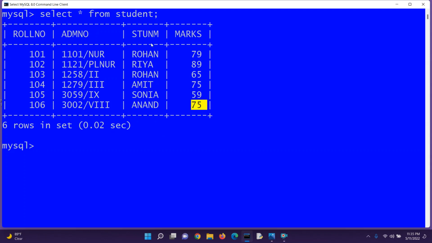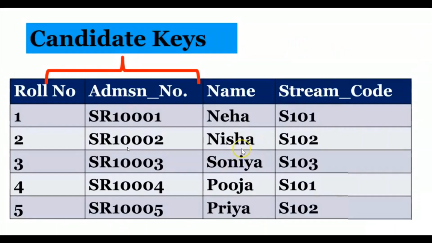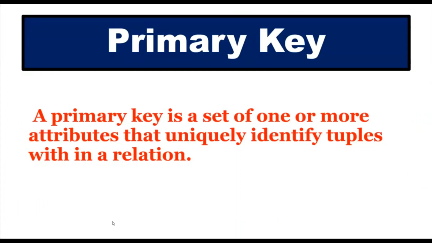So what you need to do in this case, you need to select such a column where there is no repeated value. अगर आप ध्यान से देखें तो रोल नंबर में और एडमिशन नंबर में कोई भी वैल्यूज रिपीटेड नहीं है. तो ऐसे कॉलम्स को हम क्या कह सकते हैं? कैंडिडेट की. They are known as candidate keys which uniquely identify each record of a table. See this example. In this example again you have roll number and admission number, whereas in name and stream you have got repetition. Okay.